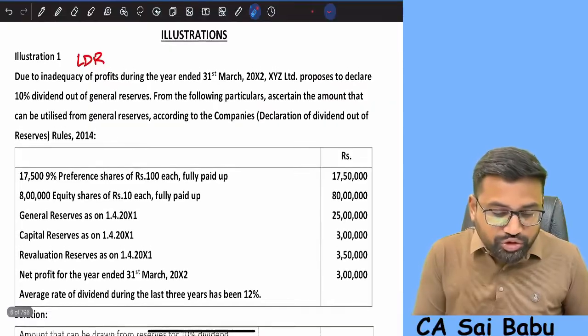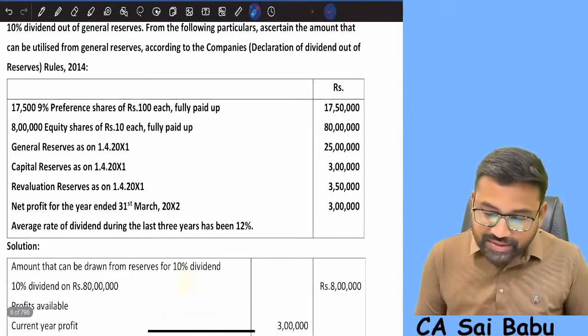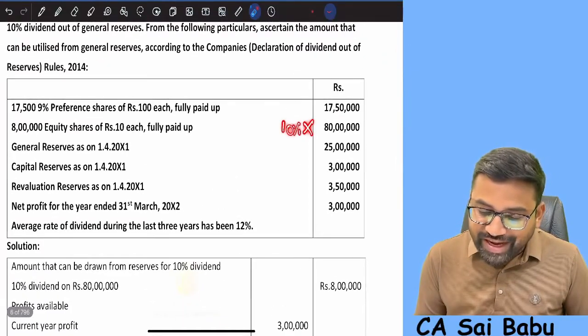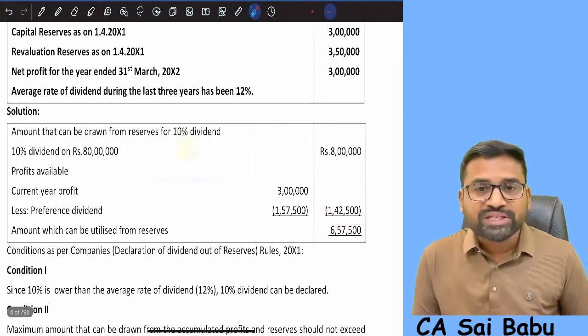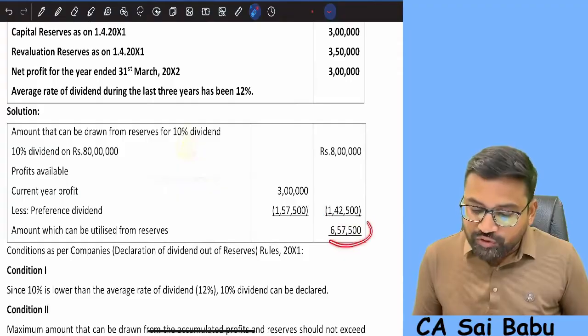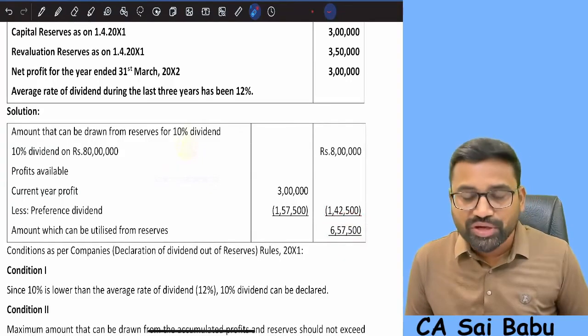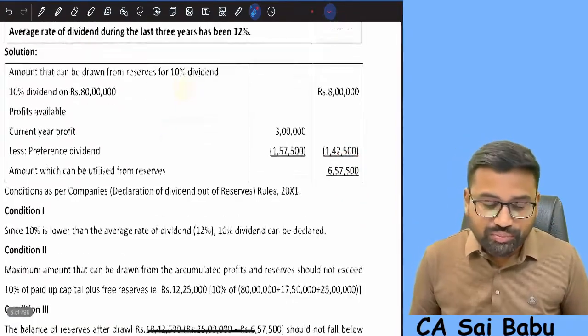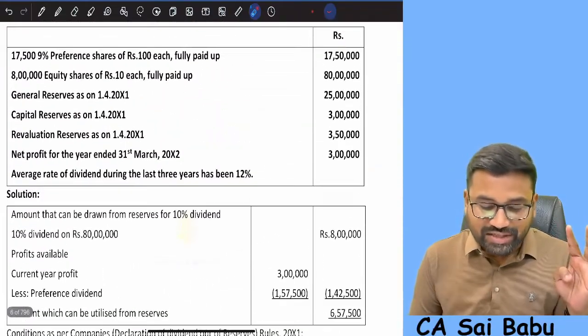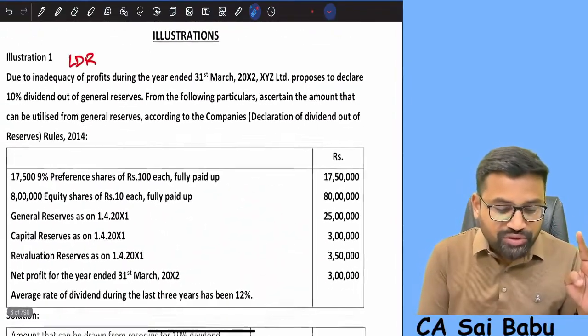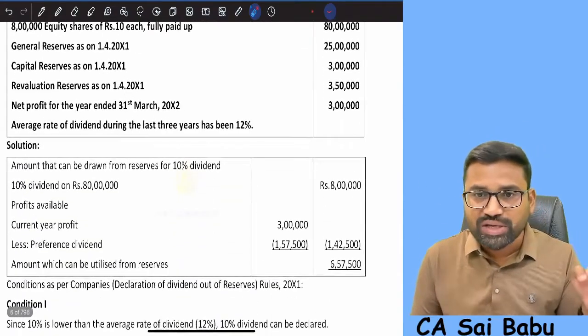But the company wants to pay 10% dividend on equity shares. So 80 lakhs into 10%, 8 lakhs will be the equity dividend, but the profits available is 1 lakh 42,500. Therefore 6 lakhs 57,500 is what the company wants to take from general reserve. But is it allowed? Apply. First condition, the rate cannot exceed the last 3 years average. The last 3 years average is 12%, but the company wants to pay 10%. Therefore condition number 1 is satisfied.